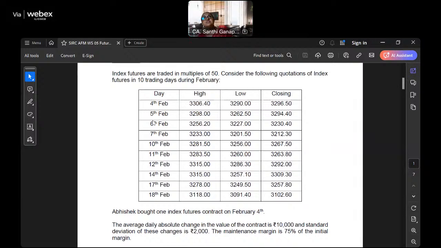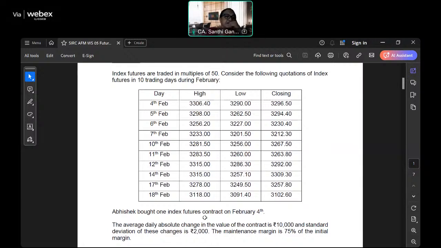Now, you know regarding the normal distribution. Normal distribution is a bell-shaped curve where it is symmetrical. The mean, median, and mode are the same. If you look at the problem, the problem says the average daily absolute change in the value of the contract is 10,000. That is, every day, if you look at the change in the value of the contract and average it, it is 10,000.